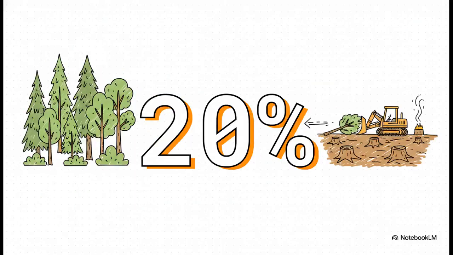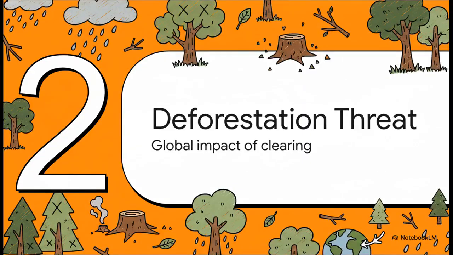So, the crucial point we need to highlight is this exact number right here, 20%. This represents a very stark reality about our global forests and what happens when they're cleared on a massive scale. Which leads us right into Section 2, the threat of deforestation, and the global impact of clearing those forests. Let's look at the broader, impartial data regarding global land use.